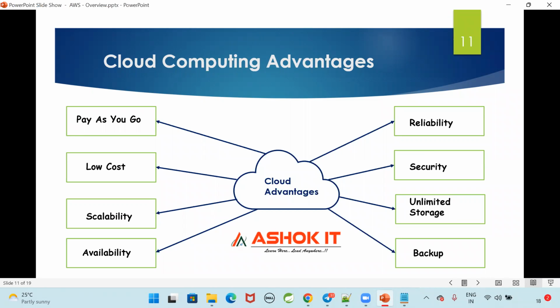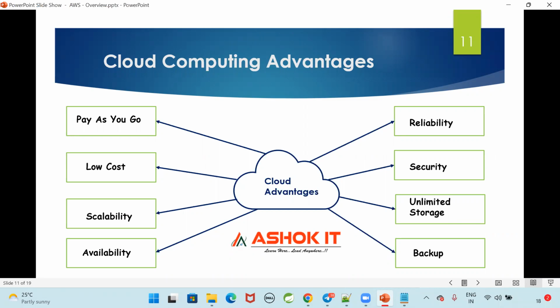What is the second advantage? The second advantage is low cost. Cost is very less. If you want to purchase infrastructure, you need to invest a lot of money. But when you go for cloud computing, you need not make any advance payments. You need not purchase anything with your money. You just take it for rent. You use it. Pay as you go, low cost.